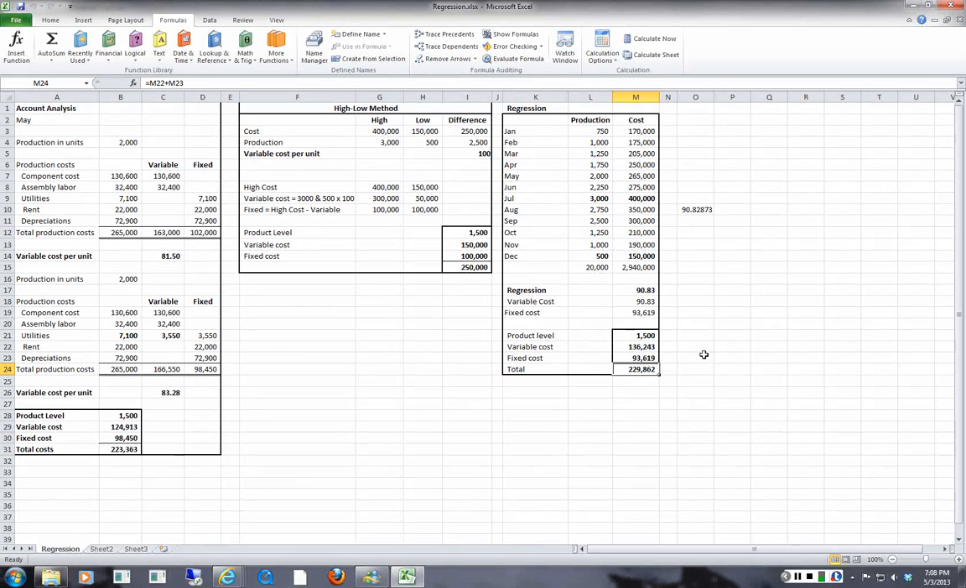This $229,862 is not too far different than $223,363 over here on our account analysis, but way off on the high-low method. So anyway, these are three methods of coming up with the variable and fixed cost. I hope you'll study them. I hope they're clear to you. And if you need some more help, when we meet again next Thursday, we'll study it some more. Thank you.